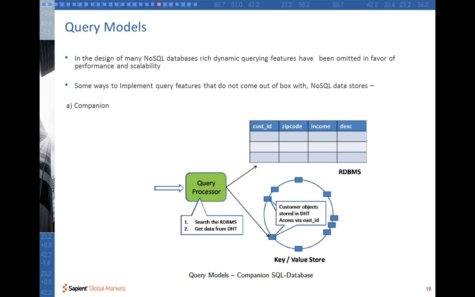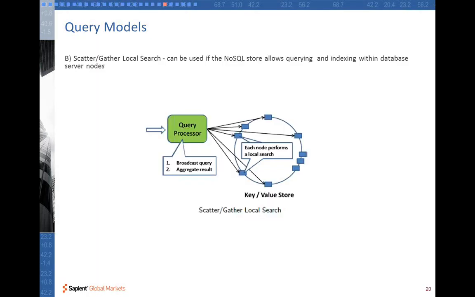The second kind of model is scatter and gather local search, which can be used if the NoSQL store allows querying and indexing within database server nodes. If this is the case, a query processor can dispatch queries to the database nodes, where the query is executed locally. The results from all database servers are sent back to the query processor for post-processing, aggregation, and returning the result to the client that issued the query.